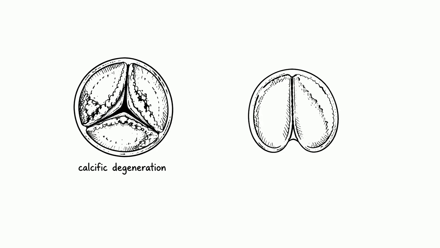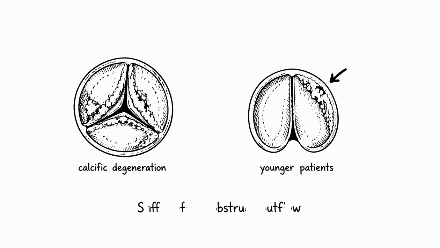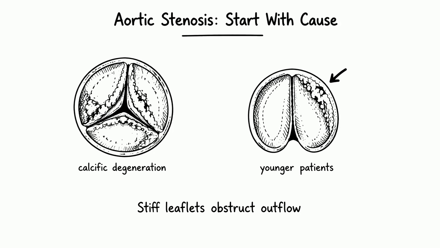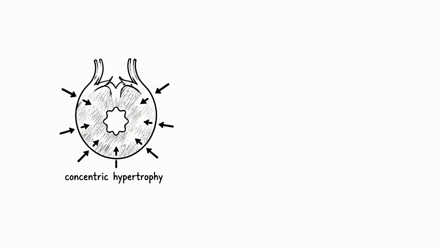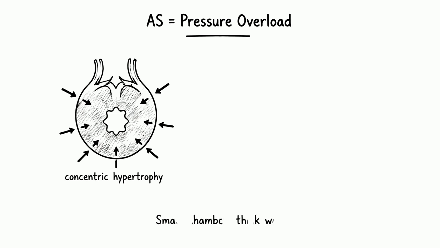In older adults, the usual cause is senile calcific degeneration. In younger patients, a bicuspid valve calcifies earlier. Either way, stiff leaflets obstruct left ventricular outflow. The ventricle must generate much higher pressure to eject. That leads to concentric hypertrophy with thick inward growing walls.